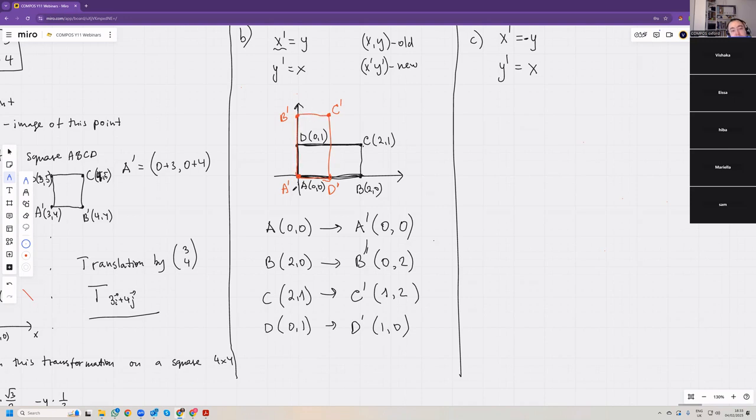What is this transformation? Can somebody recognize it? Yes, it's a reflection in the line y equals x. Exactly. The transformation is a reflection in y equals x line.